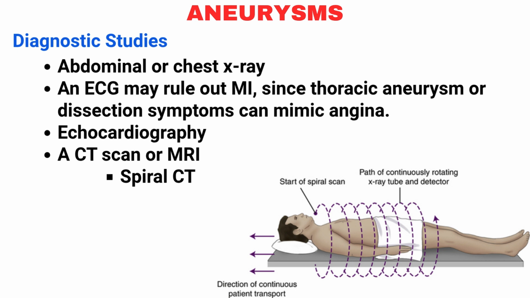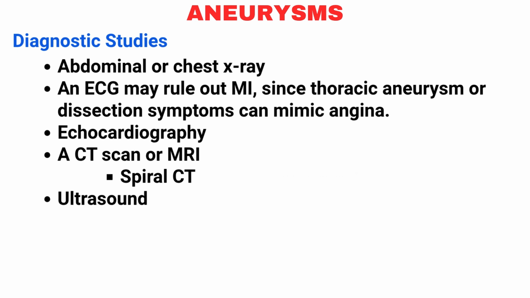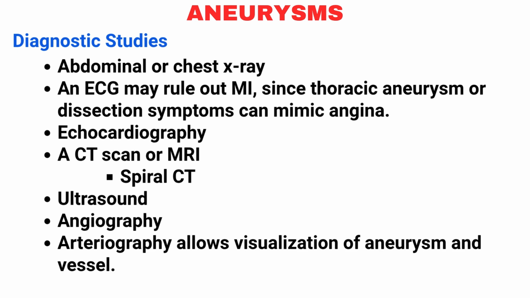A CT scan or MRI scan can diagnose and assess the location and severity of aneurysms. Spiral CT gives a three-dimensional view of the aneurysm and any attendant atherosclerosis. Ultrasound is useful for aneurysm screening and to monitor aneurysm size. Angiography gives helpful information by using contrast imaging to map the entire aortic system. Arteriography allows visualization of the aneurysm and vessels.